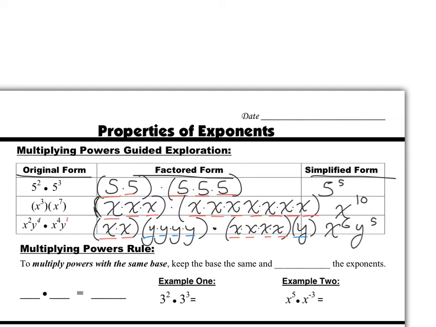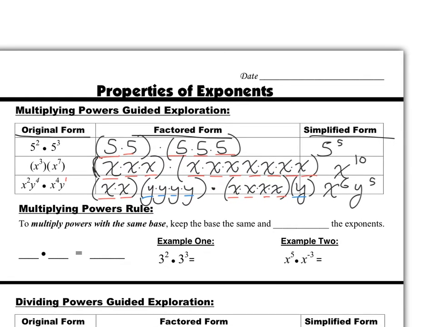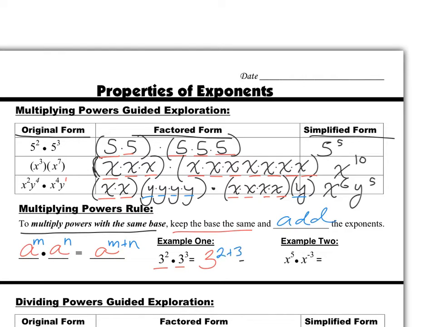Based on our guided exploration, we can go ahead and draw a conclusion here. There is a multiplying powers rule. To multiply powers with the same base, we're going to keep the base the same. So let's say our base is a, and we're going to add the exponents. Let's say we have an exponent of m and n. We're going to add those exponents. So in our first example, our base of 3 stays the same, and our exponents, we add those. So we get 3 to the 5th power. In our second example, we keep our base the same, x, and we add our exponents, 5 plus negative 3. This gives us x to the 2nd power.